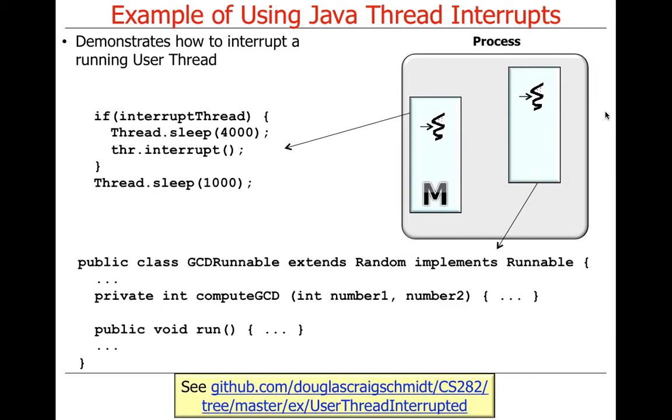So there's an example of how to use thread interrupts. You can take a look at it. You can run it if you want to. Basically what it does is it starts up a background thread that does our little runnable thing like we saw before. And then we go ahead and sleep for a certain amount of time, and we interrupt that thread. And this thread knows to check periodically to see if it's been interrupted, so it'll shut itself down.